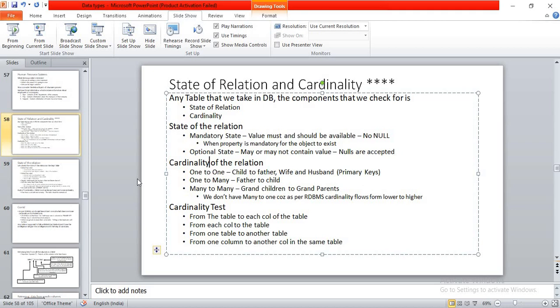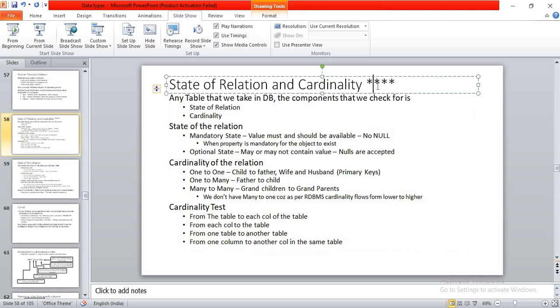And one step of performance tuning is a result of these cardinalities, which we'll discuss when we are talking about it. So you should have a clear understanding of the state of relation and cardinality. We will discuss this in detail in our next session. I have put all these stars because it is very, very important that you understand this.